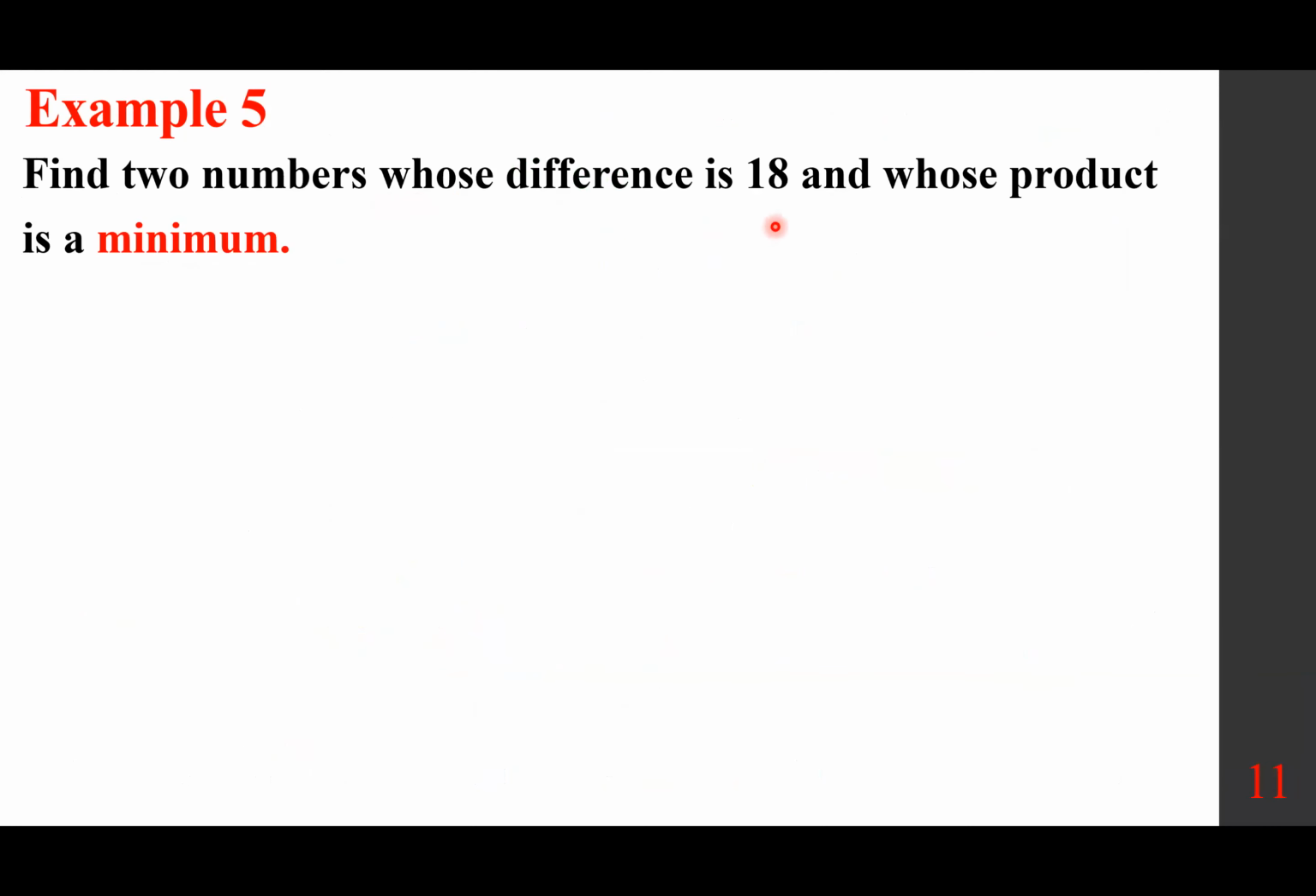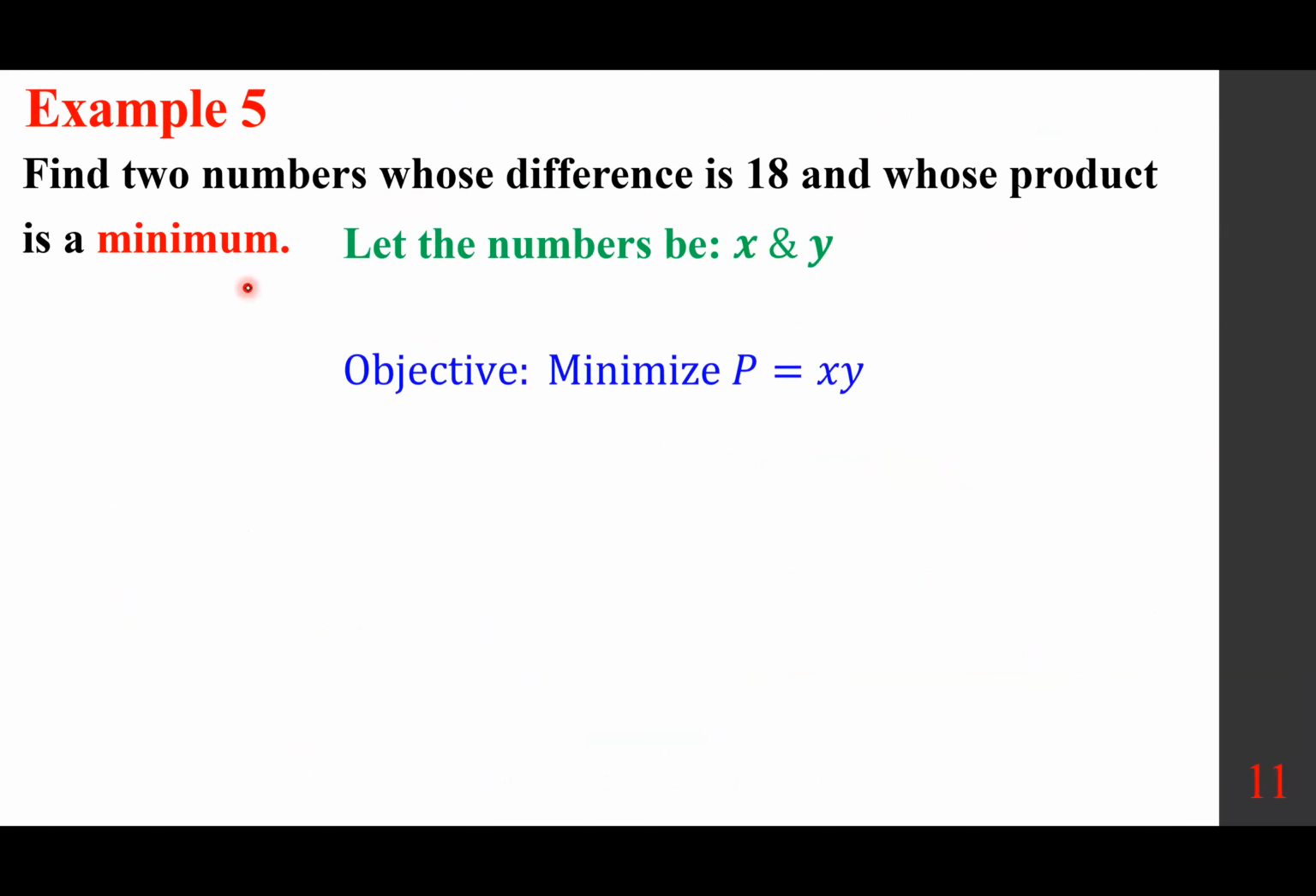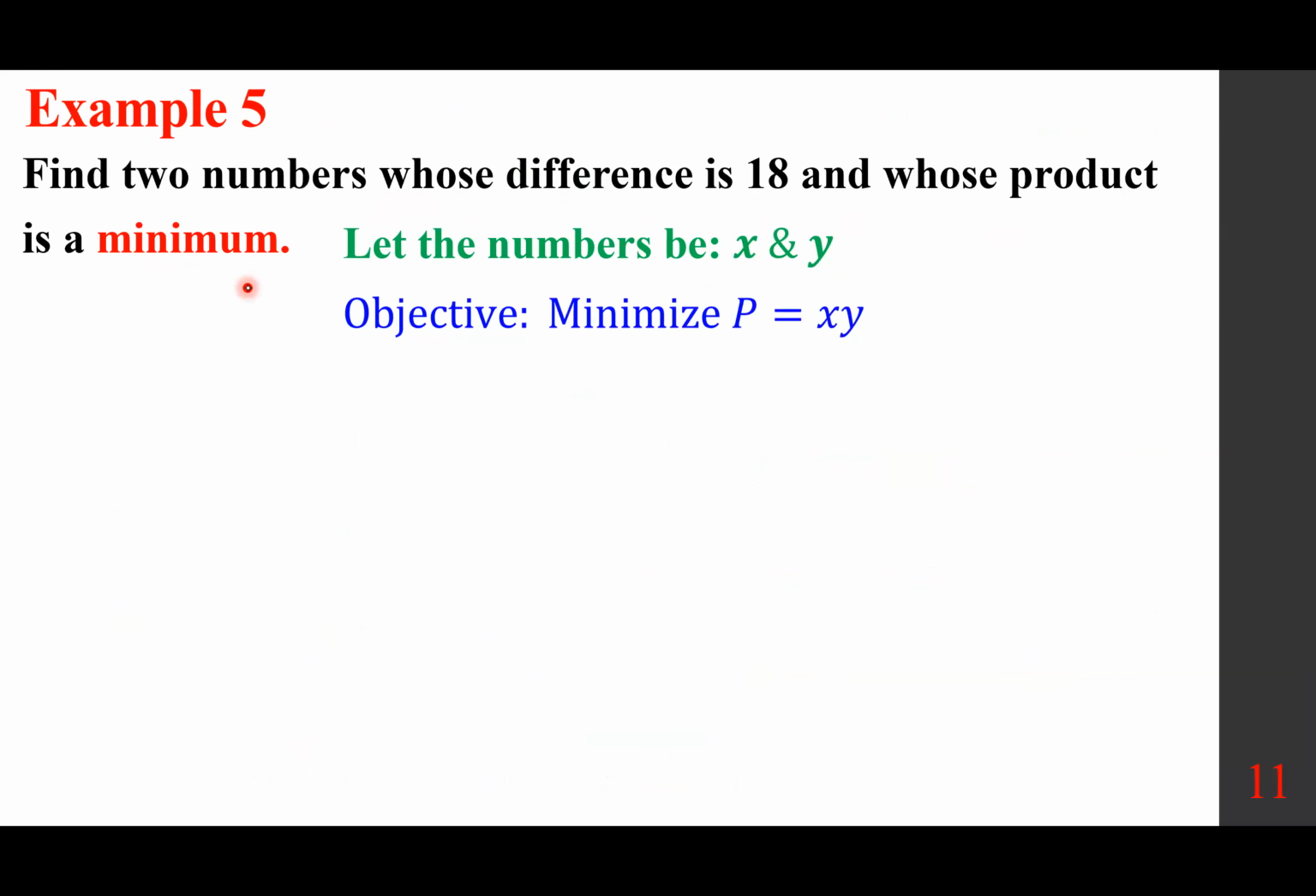Find two numbers whose difference is 18 and whose product is a minimum. Well, we choose them to be x and y. The objective is to minimize their product x times y. And we know their difference, x minus y or y minus x makes no difference, is 18. The reason it makes no difference, ultimately you get two numbers, and if you change that to y minus x, then the order by which you find it may be different than the other person, but the two numbers are the same in different orders.